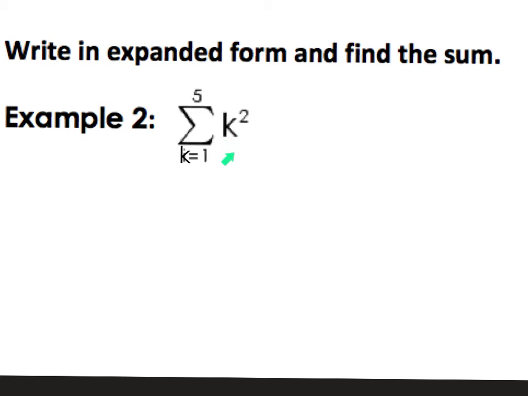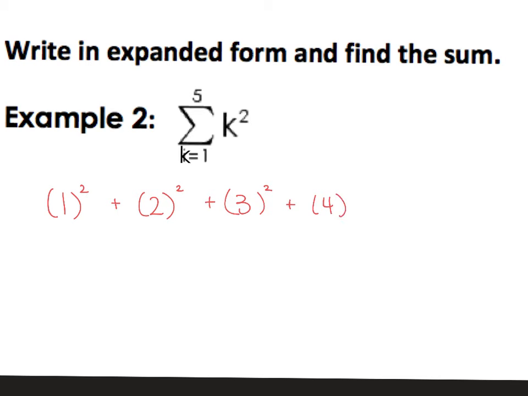So we plug in our 1, and then we're going to add whatever we get when we plug in 2. And we're going to add whatever we get when we plug in 3. And we're just going to keep doing that until we get to our upper limit of 5. So here's what it'll look like. So first we have our 1 squared. Then we plug in our 2. Then we plug in our 3.